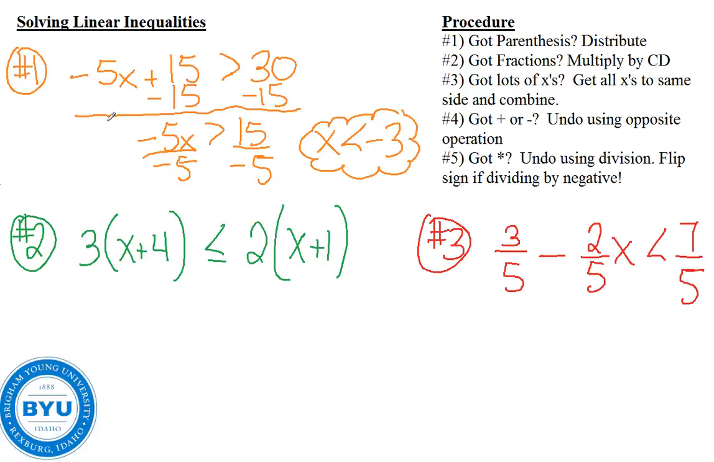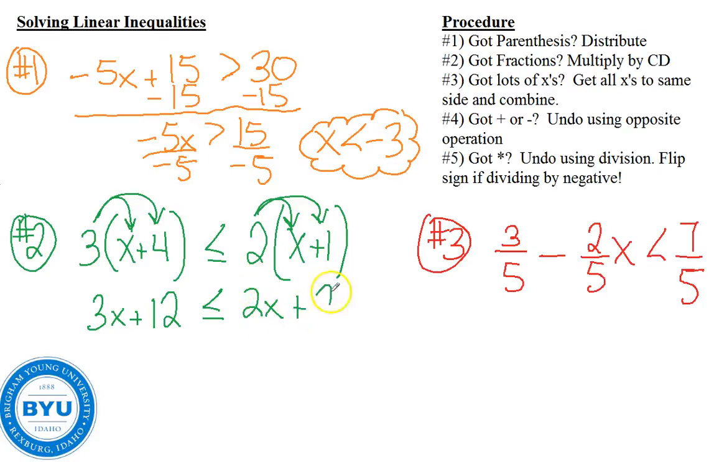Let's try number 2. I got parenthesis in number 2, so I need to distribute. So I'm going to distribute this 3 into the parenthesis. I get 3x plus 12 is less than or equal to, I also need to distribute into this parenthesis, 2x plus 2. Okay, so I got parenthesis, got fractions, no. Got lots of x's? Ooh, I do. I've got x's on the left and on the right. So I'm going to move them all to the left. So I'm going to minus 2x to get all my x's on the left.